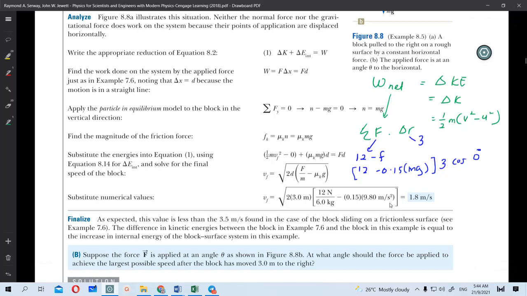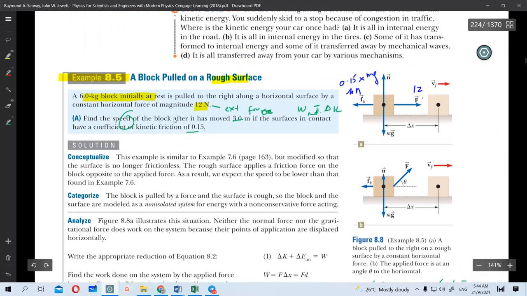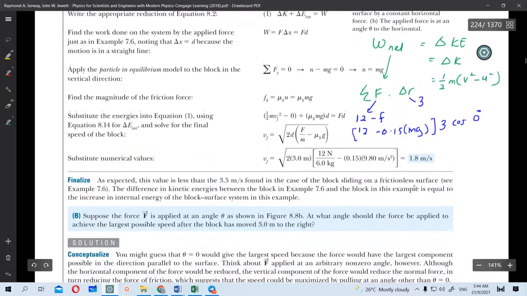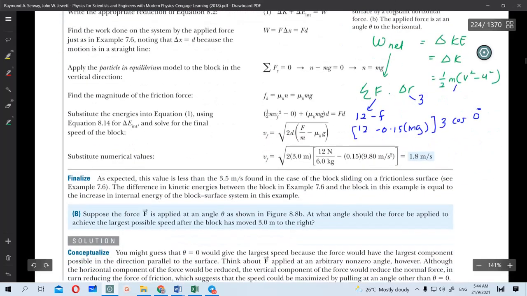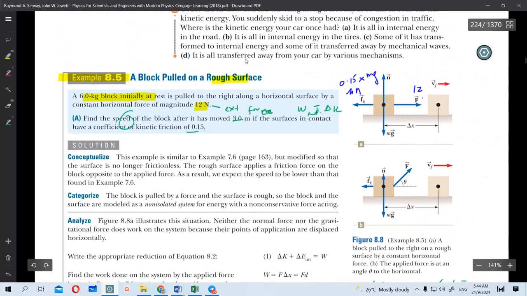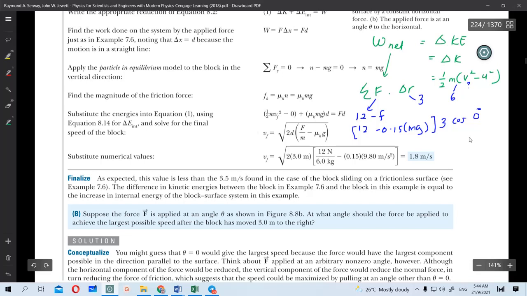And then for the mass, substitute according to the question. The mass is given as 6 kilogram. The initial and the final speeds: the final is the one you are looking for. But how about the initial? It was stated that it is initially at rest, so this has 0 value. So you solve this, and you arrive at the answer, which is 1.8 meter per second.